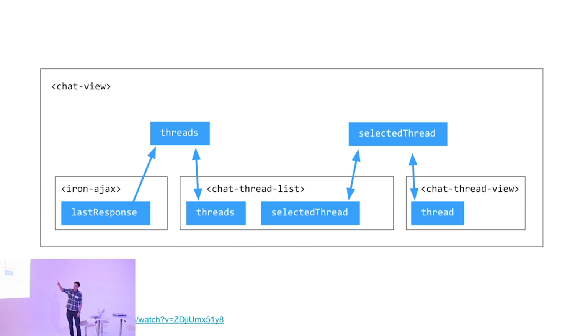So when you get your last response, it sends it to the threads, which then updates your chat list, and it's got a selected thread property. When that's changed, it sends it back up and back down again, and from there you can update the rest of your app. It means that if any of these are changed, then the rest of the app is reactive to it. It's a really handy thing.